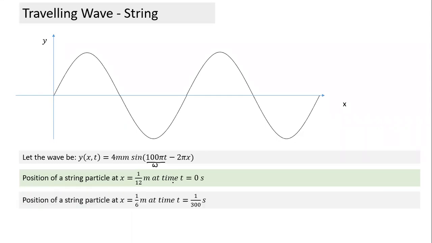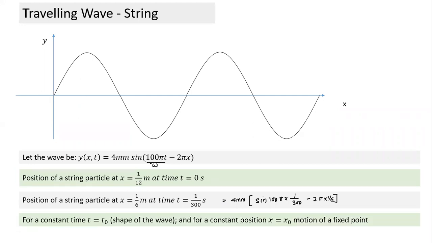In a similar way, you can find the position of a string particle at x is equal to 1 by 6 meter at time t is equal to 1 by 300 second. How do we find it out? What is the position or displacement? By position, we refer to the y coordinate here. So how do you find the y coordinate? Pretty simple. We simply substitute all the values: 4 mm sine of 100 pi, in place of t we write 1 by 300, minus 2 pi, x is equal to 1 by 6. So from this equation we can find out the displacement of any particular point on the string at any time by suitable substitution.